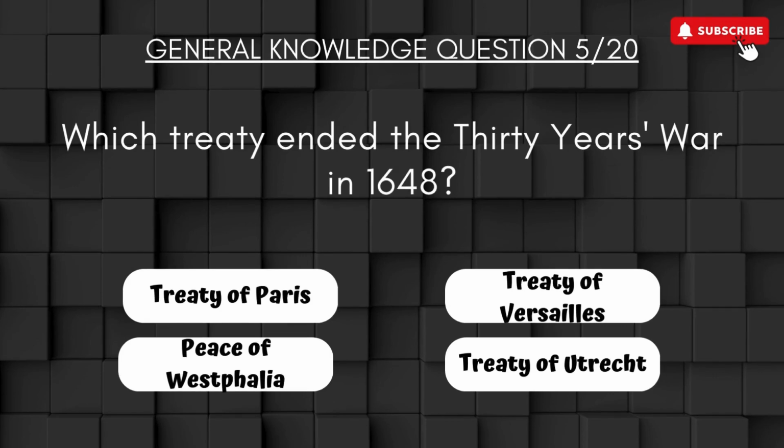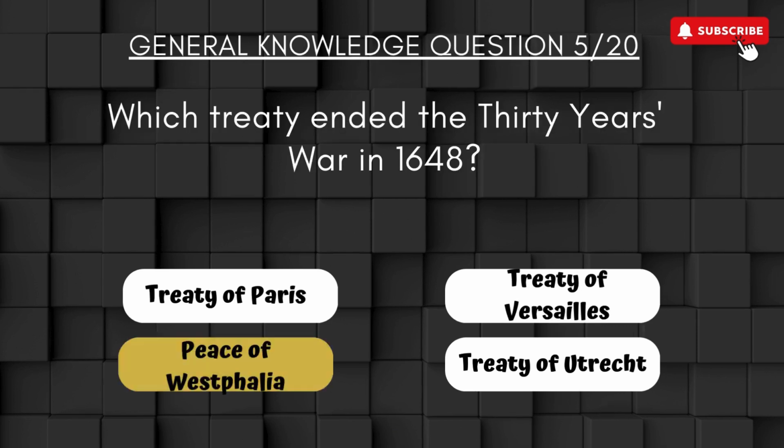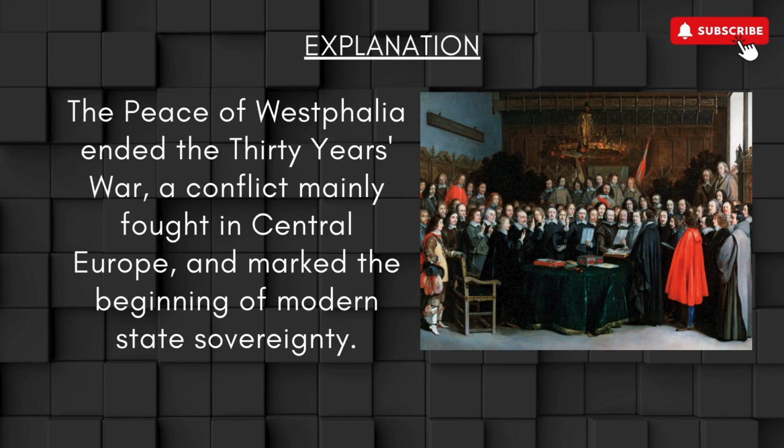Which treaty ended the 30 Years' War in 1648? The Peace of Westphalia ended the 30 Years' War, a conflict mainly fought in Central Europe, and marked the beginning of modern state sovereignty.